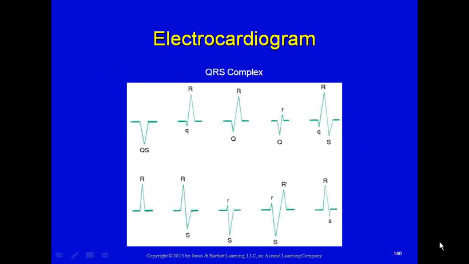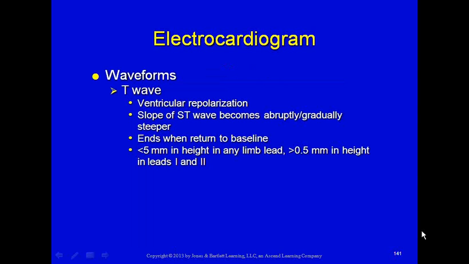And there's an RS with no Q, then there's a small r and a deep S, then there's a small r, deep S, and an R prime, and then an R and a small S. So we call them all QRSs, but understand that depending on which lead you're looking at, that might be what it looks like. Okay. The T wave represents the ventricular repolarization, or the resting and the recharging of the ventricles.